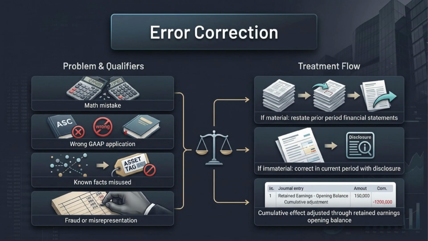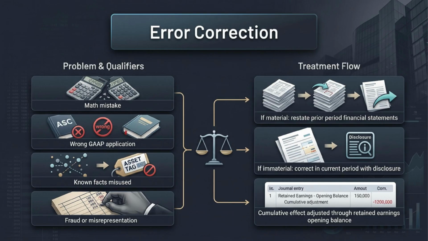Error correction is the most sensitive lane because it means the prior financial statements contain a mistake. An error may come from a math mistake, wrong application of GAAP, misuse of available facts, or even intentional misstatement. The key test is whether the information existed when the prior statements were prepared.